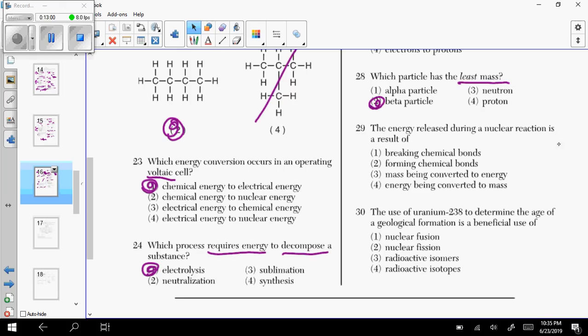The energy released during a nuclear reaction is a result of. So I definitely want to make energy. So I always look for these converted to energy, and it does lose a tiny amount of mass, so mass converted to energy. 30, the use of uranium-238 to determine the age of a geological formation is a beneficial use of. So uranium-238 is a radioactive isotope, and so you are able to use that isotope to date something.